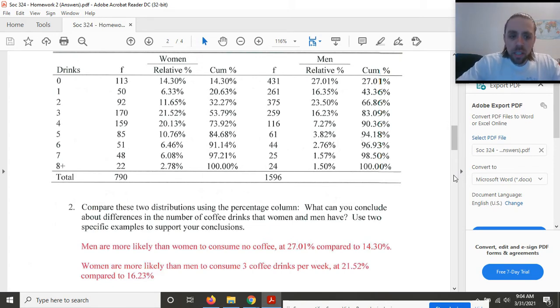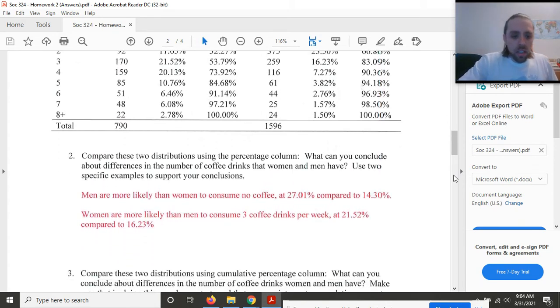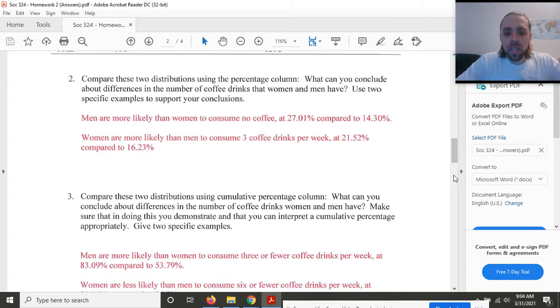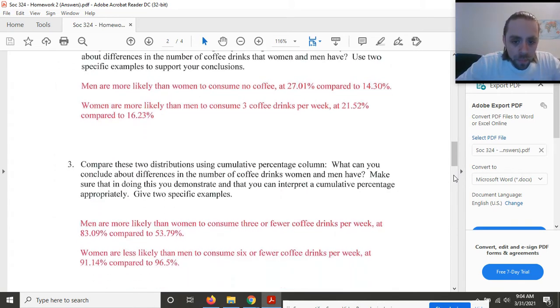And then question number 3 in part 2 asked you to use the cumulative percentage column. So that is what happens when we stack our columns, and the percentage in the cumulative cell refers to the total percentage of people that fall into that cell's category and less than, right? So 3 or less, 5 or less. And here's what I have.